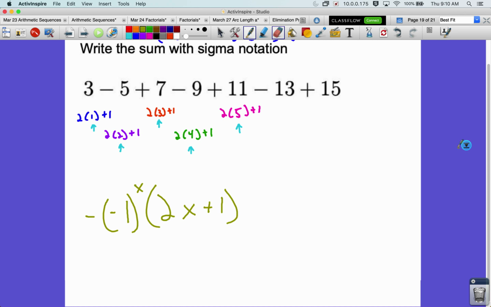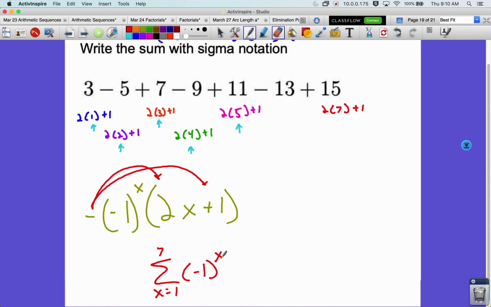And then let's see if we can simplify this. I guess this negative could be distributed in over here. And maybe we make this the sum from x equals 1 to, what's our last one here? 2 times 7 plus 1. So from x equals 1 to 7 of -1 to the x times -2x minus 1. And if we try plugging in different values for x, we get this exact sequence back. Okay, that one was a little bit tricky.